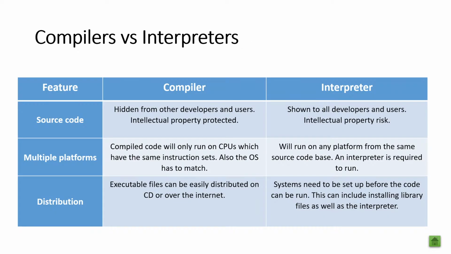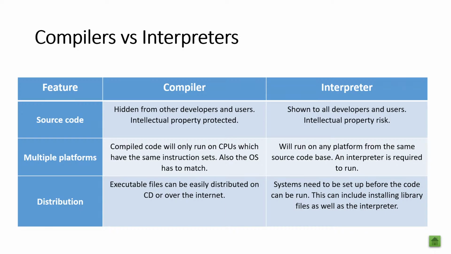Now, when we look at the distribution of this, for a compiler, a compiled program that creates one executable file, the source code is hidden. That's good. It can only be run on the CPU architecture set that it was created for, Windows, for example. To distribute an executable file is really simple. You can put it online for hosting. You can download it, put it on a USB stick. You can put it on a CD. You can even email it to someone, I suppose.